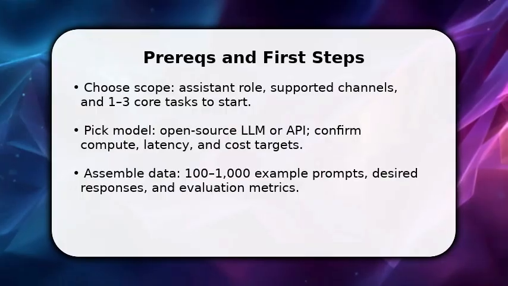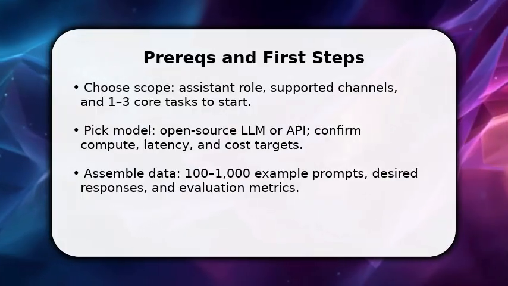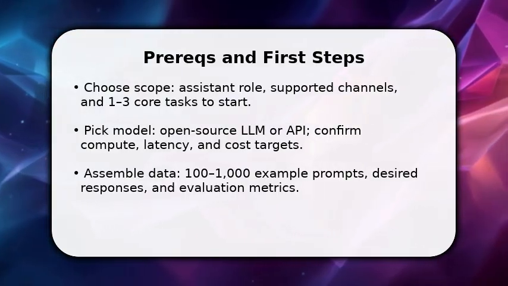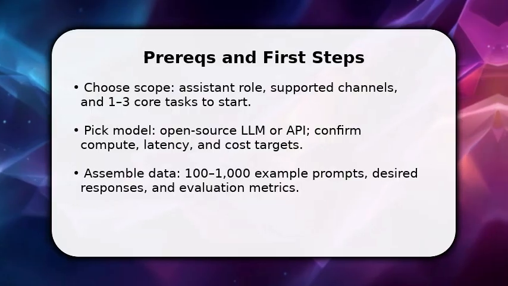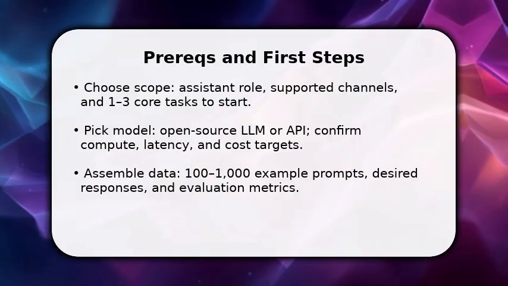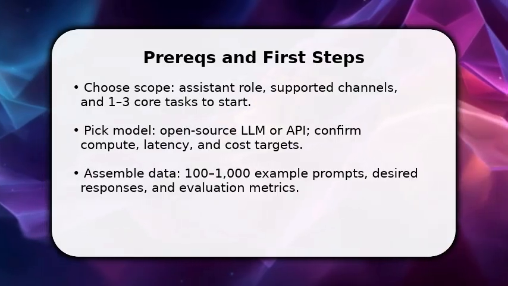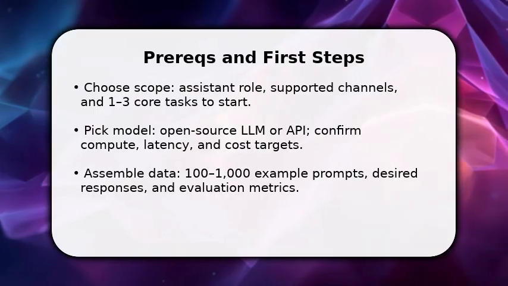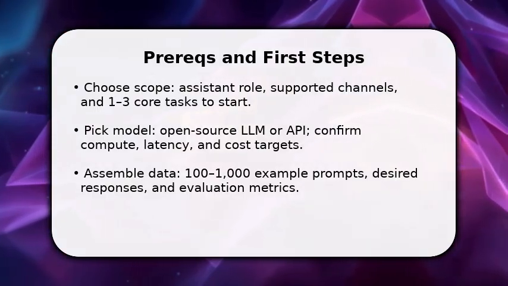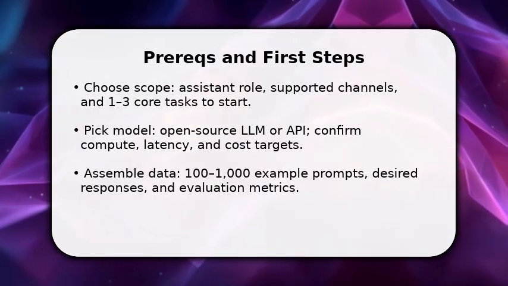You begin by defining scope and collecting the minimal components you need to iterate fast. First, decide what tasks the assistant will reliably do and which channels it will serve. Next, pick a model, open source or hosted API, based on latency, cost, and control. Then gather example prompts with target outputs and simple evaluation metrics so you can measure progress.